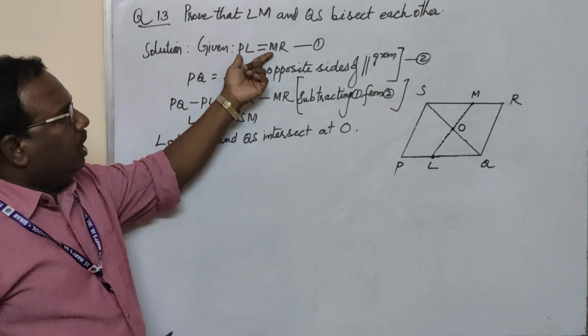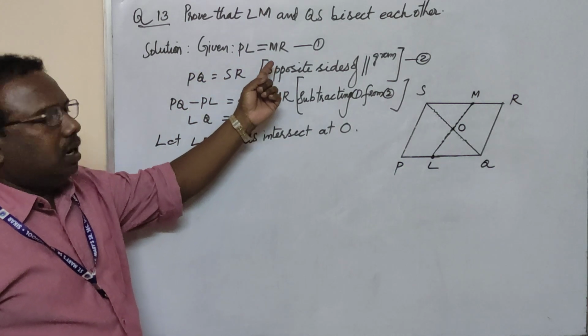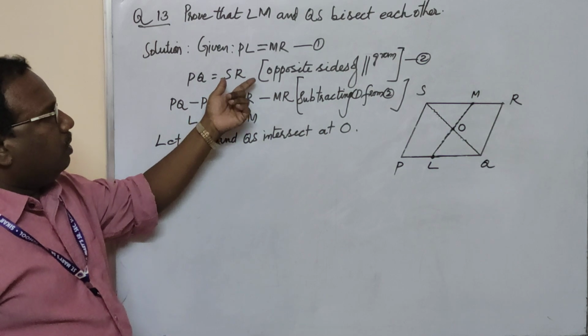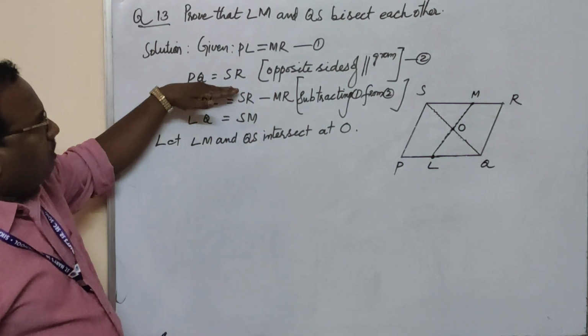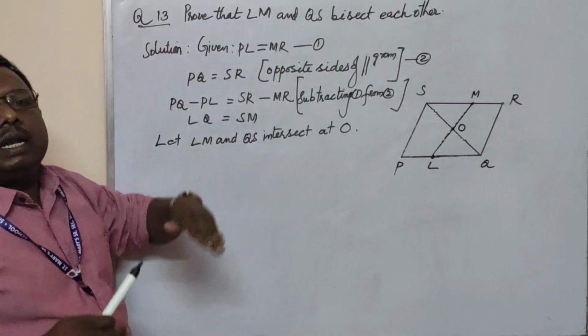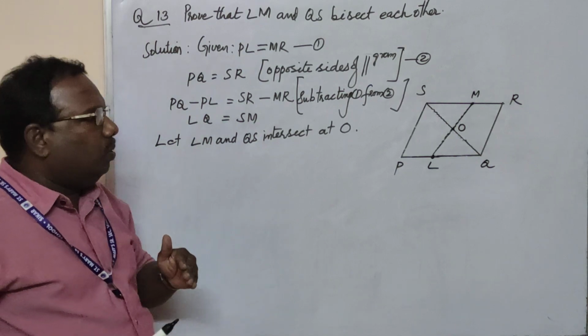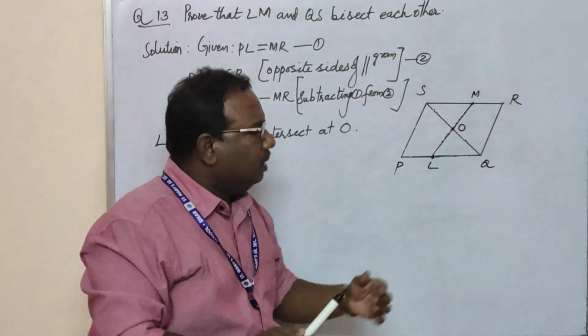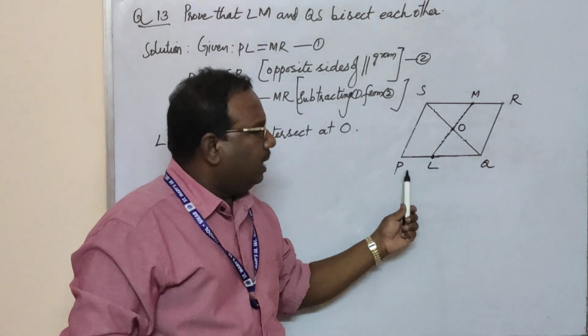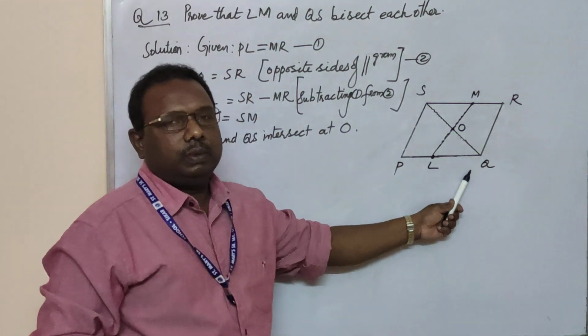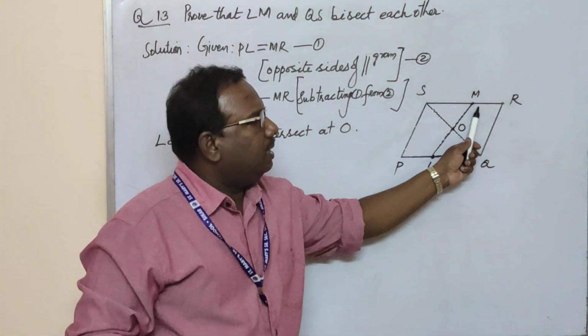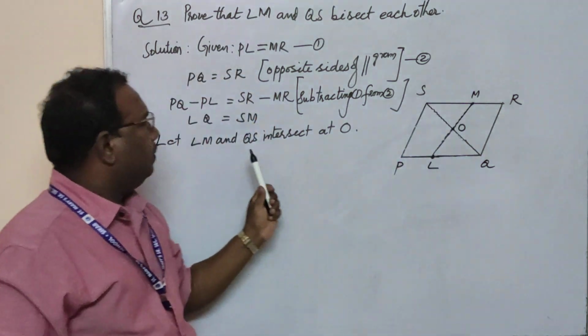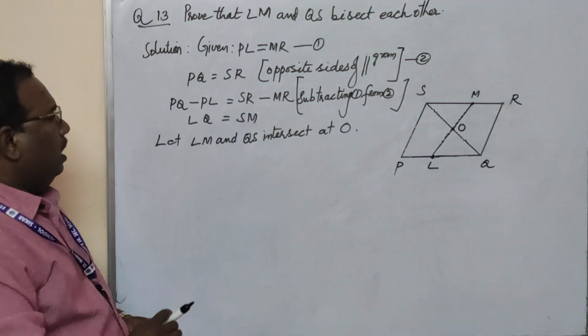Once more, PL equal to MR, both are equal. PQ equal to SR, both are equal. When equals are subtracted from equals, the remaining parts will also be equal. PQ minus PL equal to LQ, SR minus MR equal to SM.